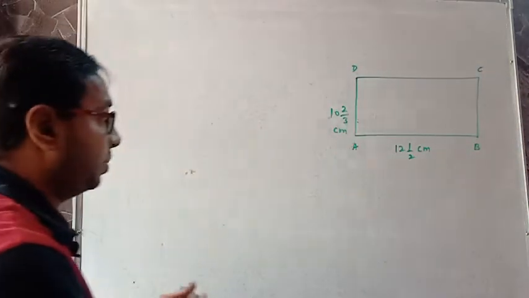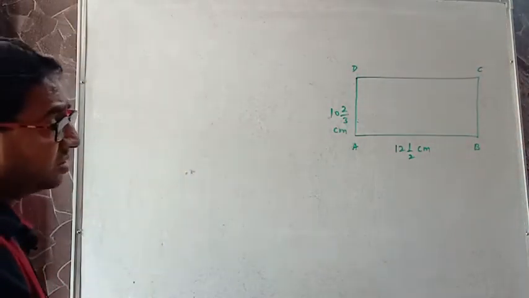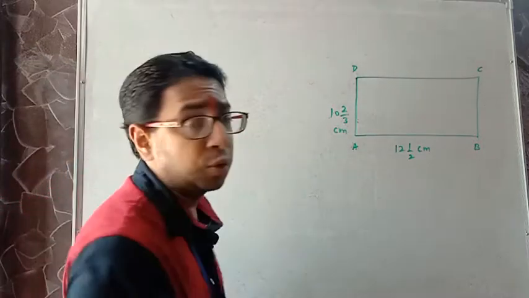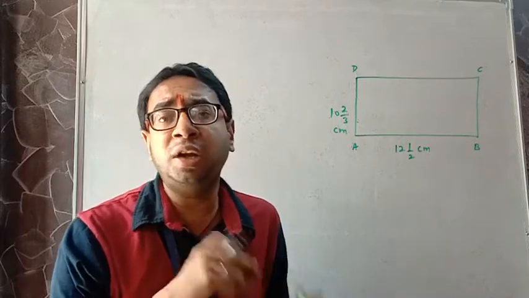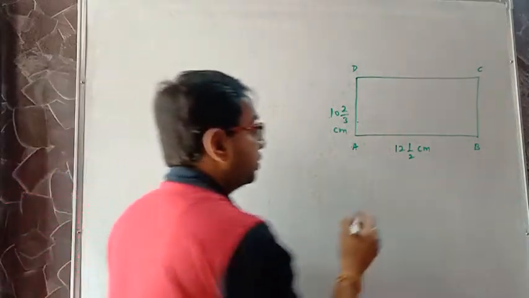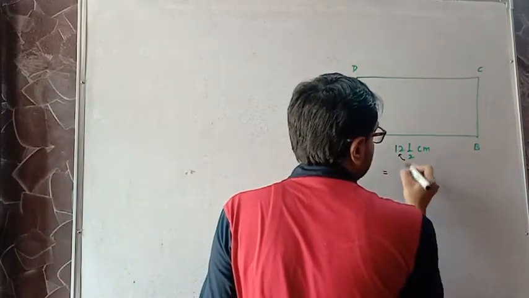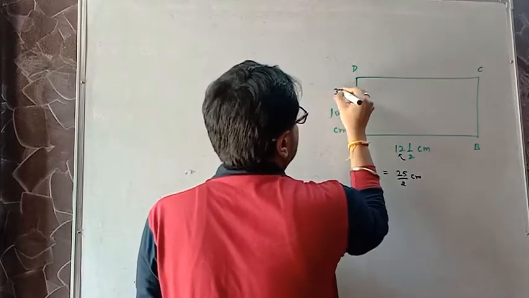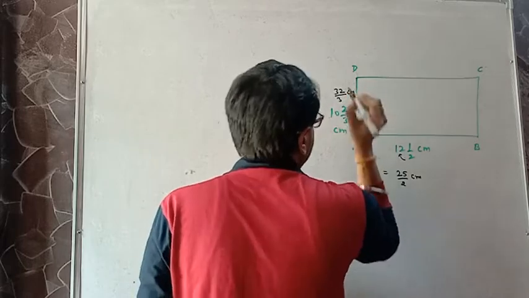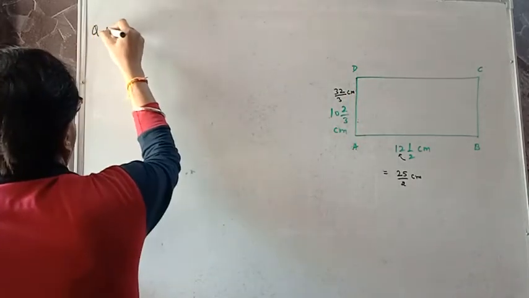So let's do the question. We have to find the perimeter. So the question is very simple. First of all, as I told you, to solve a question we have to convert the mixed fraction first into an improper fraction. So definitely 12 1 by 2 is 25 by 2 centimeter, and it would be 32 by 3 centimeter. Clear?